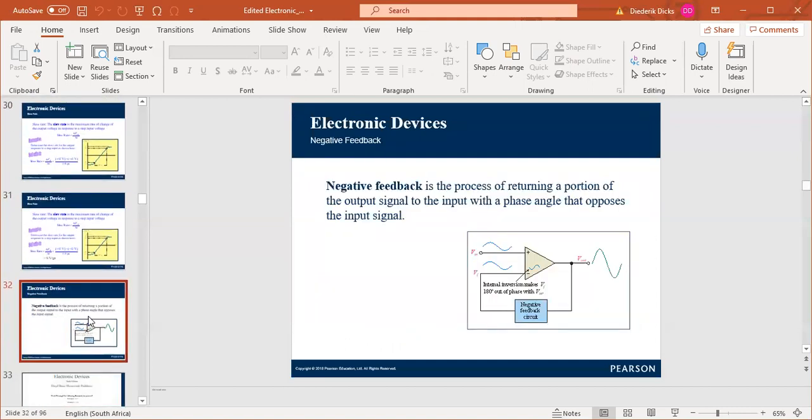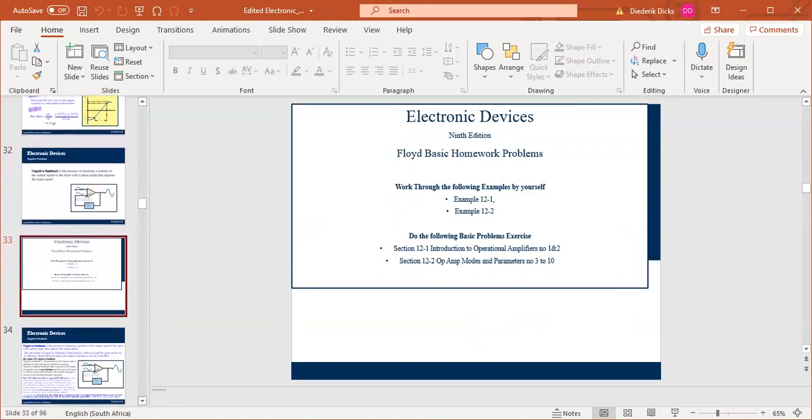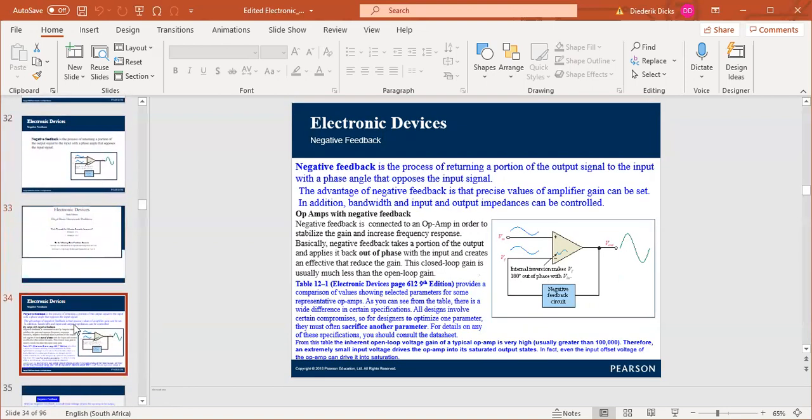Now we start with negative feedback. What is negative feedback? Negative feedback is connected to an op-amp in order to stabilize the gain and to increase the frequency response. A homework exercise that you can start doing, and then we go back to negative feedback amplifiers.